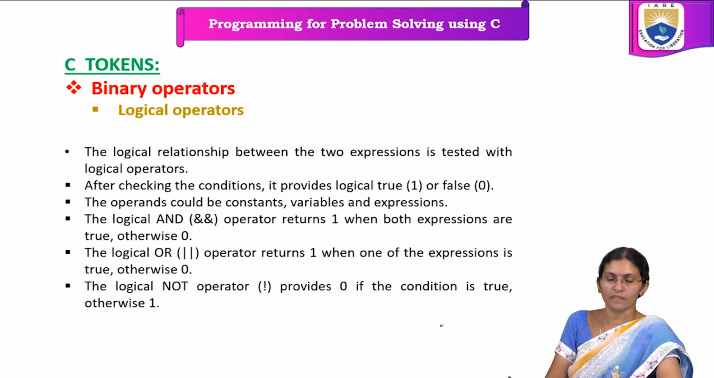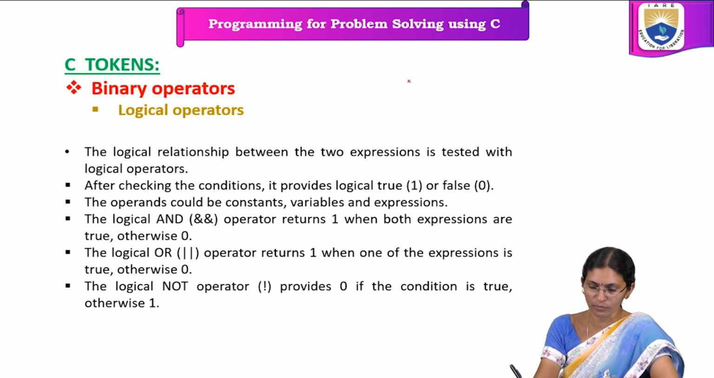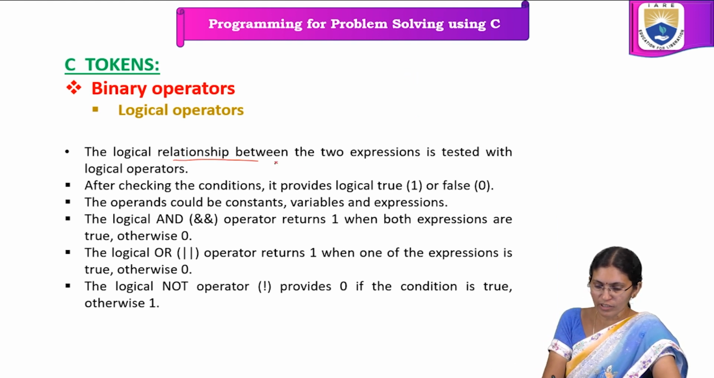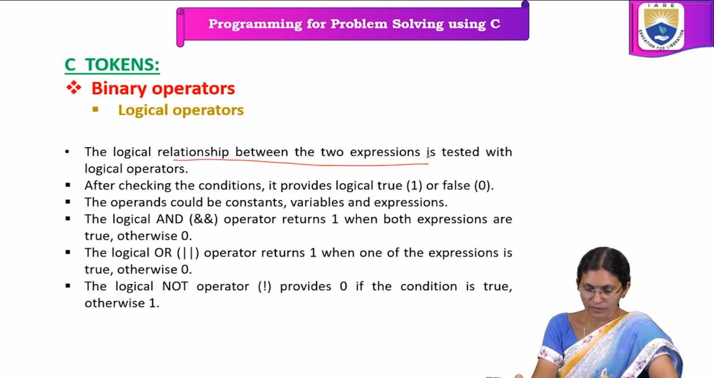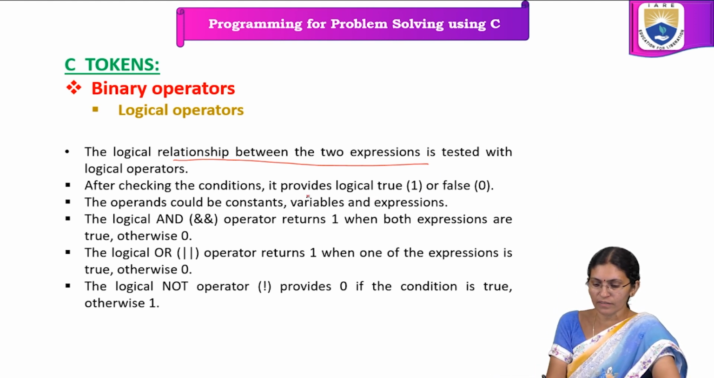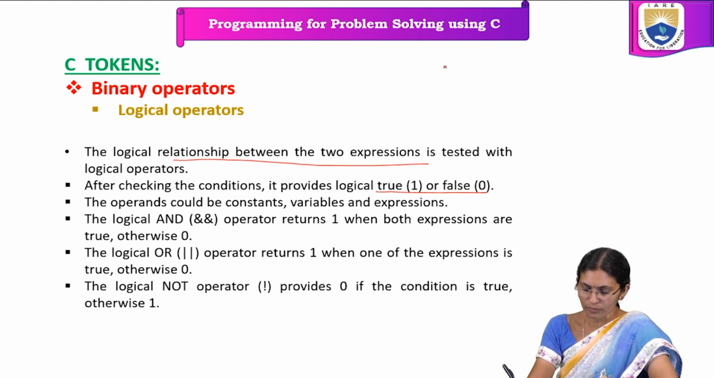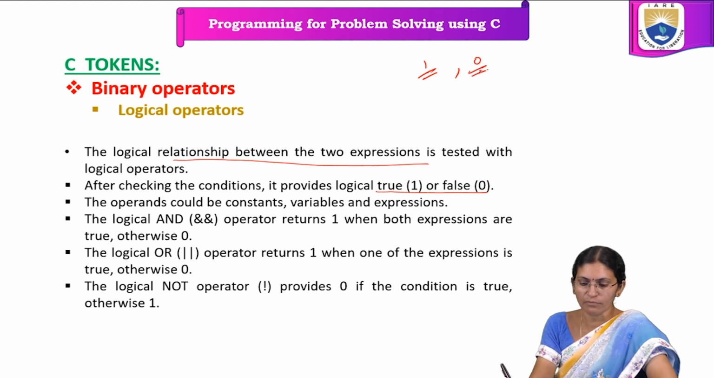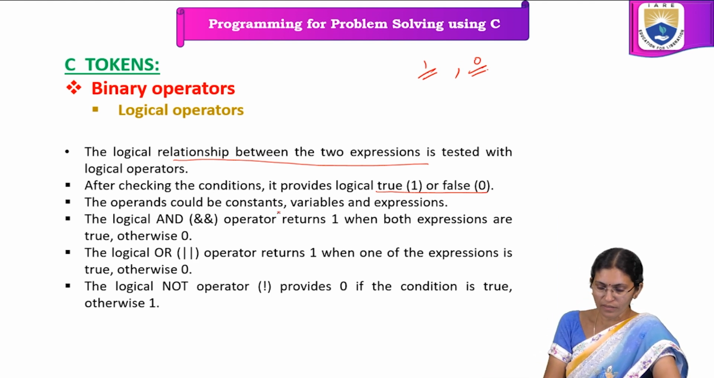Next is logical operators. Logical operators are used to perform logical operations. They give a logical relationship between two expressions. After checking the condition, the result will be either true or false. If the expression is evaluated to true, then the value will be 1. If the expression is evaluated to false, then the value will be 0. That means the output of a logical operation can be either 1 or 0. Operands could be constants, variables, or expressions.